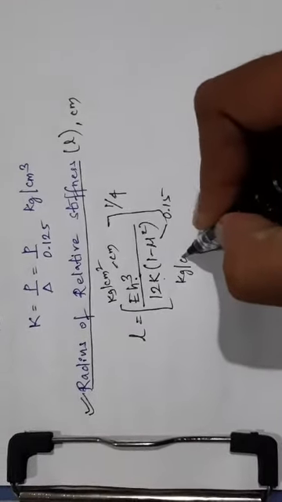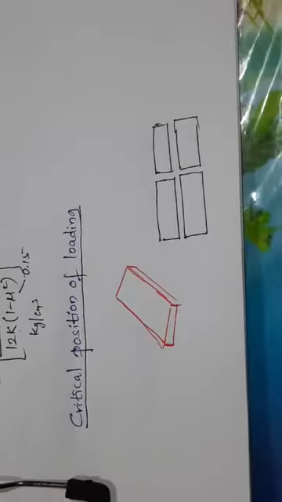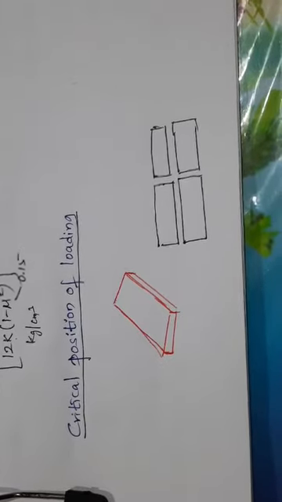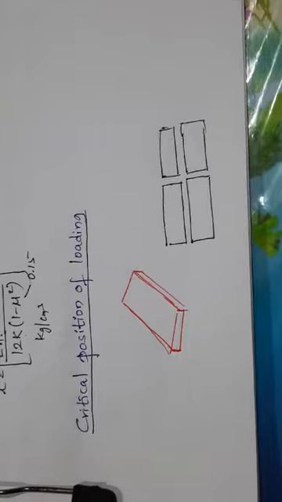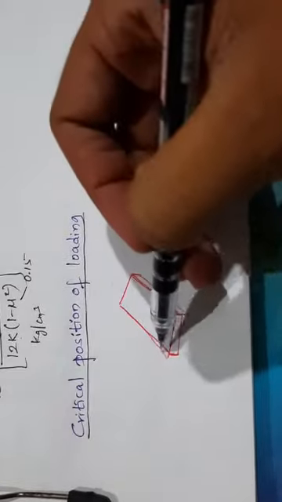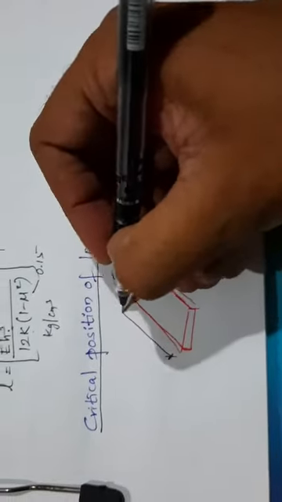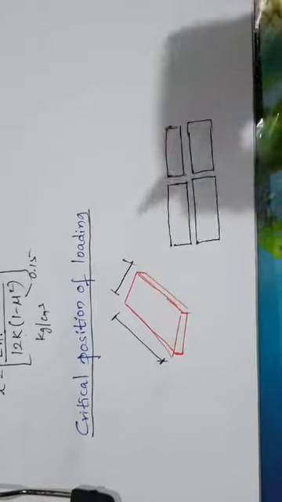Next, let us see the critical positions of the loading. Since the pavement slab has a finite length and width, this is the length and this is the width.